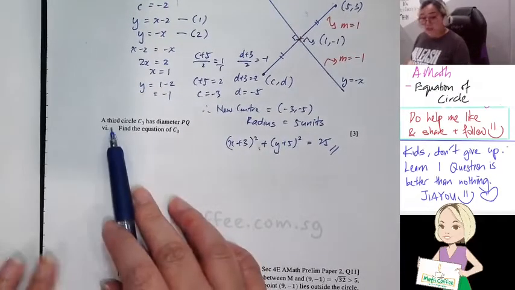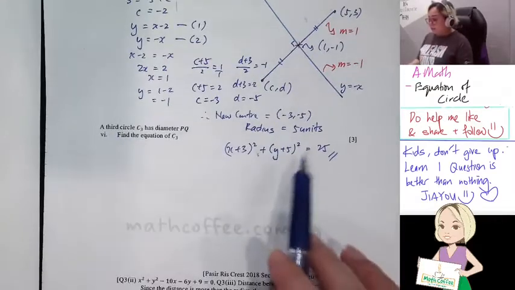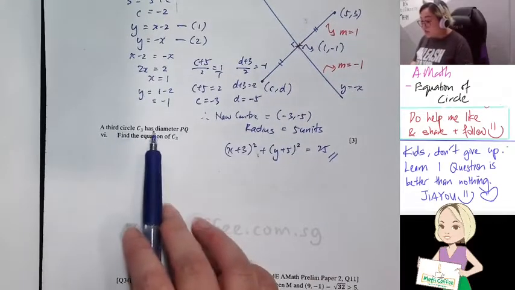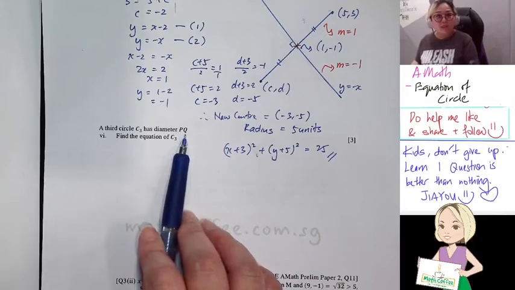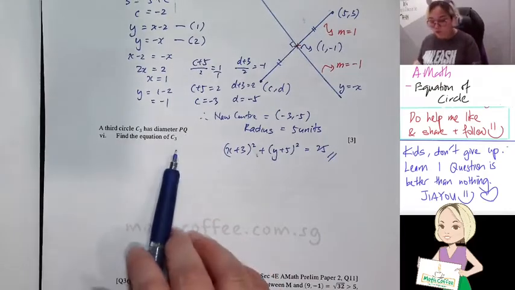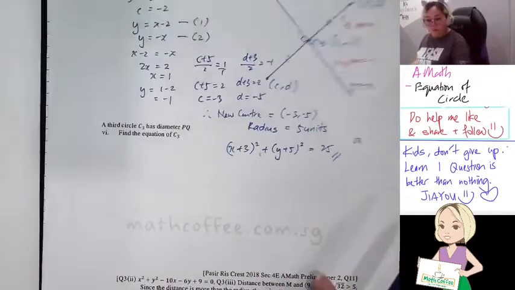Okay, last question. A third circle. Now third circle already. Just now was the second circle. Now third circle has a diameter PQ. They said find the equation of C3. So let's go back to the diagram.